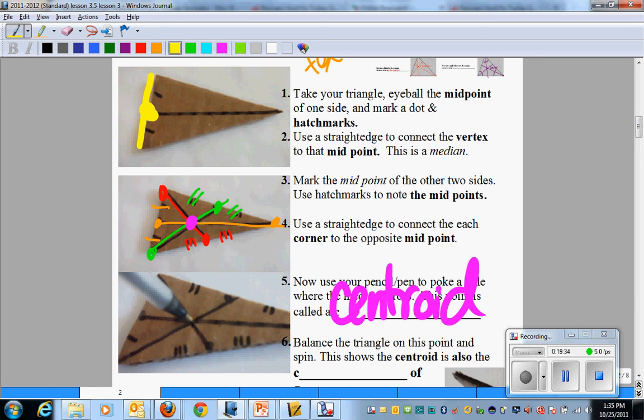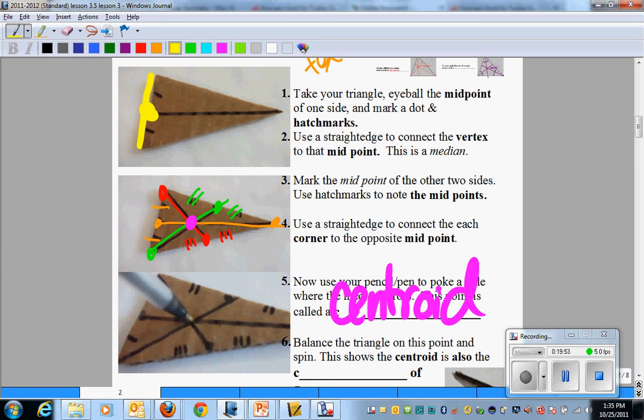Do it 3 times. Corner. Corner, 3 times. Quickly, guys. Look, when you're done, it should look like that.